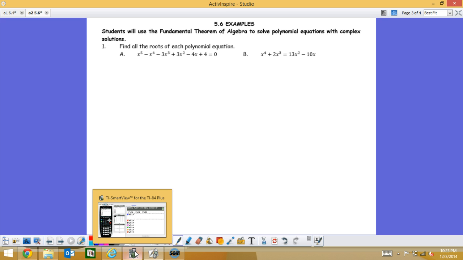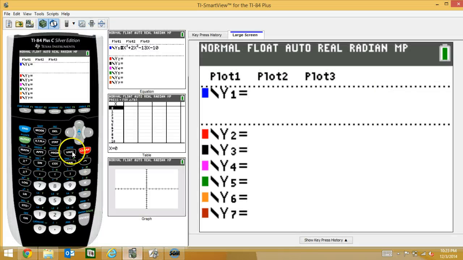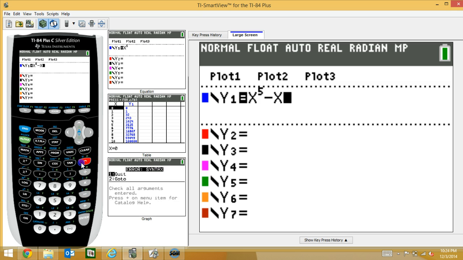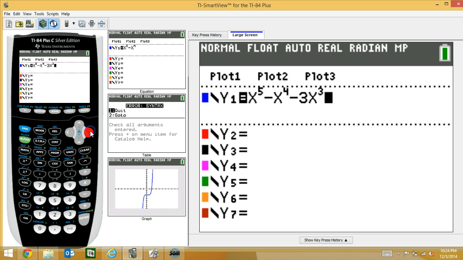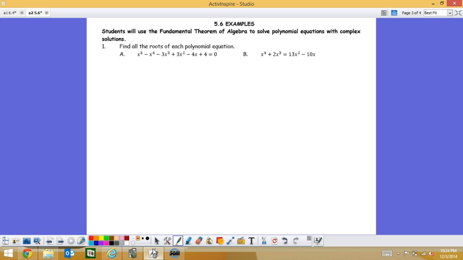I may have to go back and forth here because my memory is awful because I'm old. So we've got x to the 5th minus x to the 4th minus 3x cubed to start with. So x to the 5th, and then right arrow to get out of the exponent, minus x to the 4th, right arrow, minus 3x cubed. And that's as much as I can remember, so I'm going to just sneak a peek back at the plus 3x squared minus 4x plus 4.